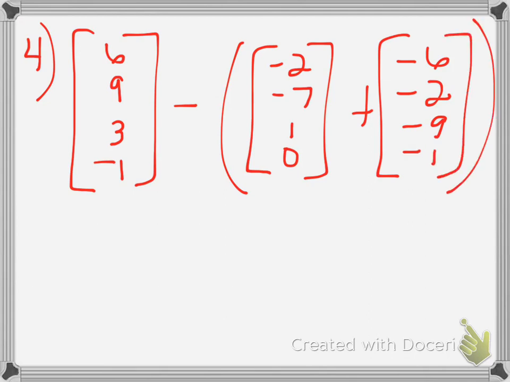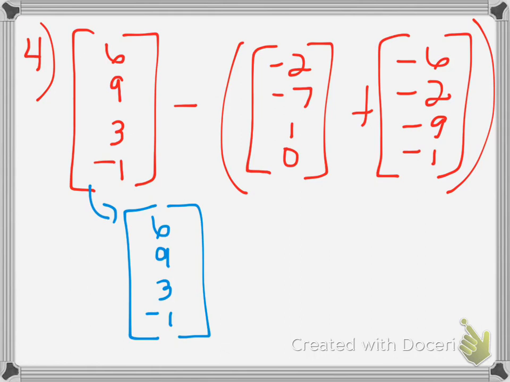Okay. So this is our original problem. Very similar to the last one, and the only difference really is that there's a 4 by 1, and that inside the parentheses we are going to add the two matrices instead of subtracting. So first, I'm going to go ahead and rewrite this first one of 6, 9, 3, and negative 1 minus, and now I have to figure out the second one.